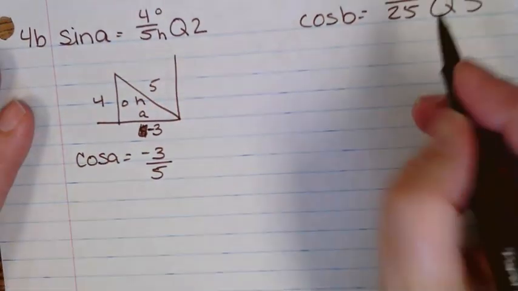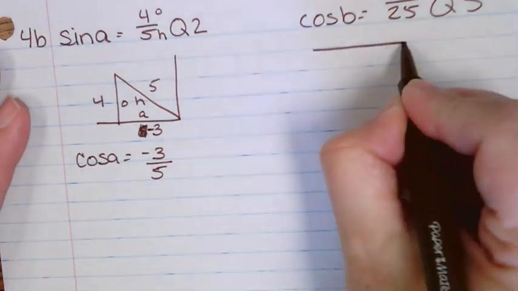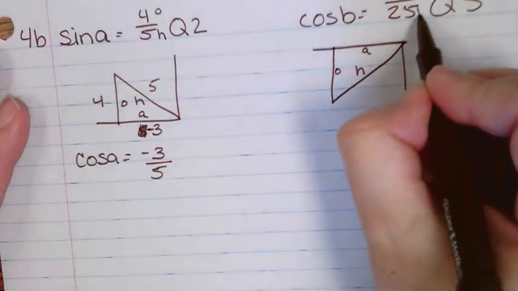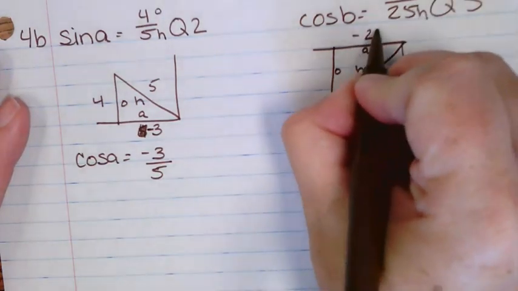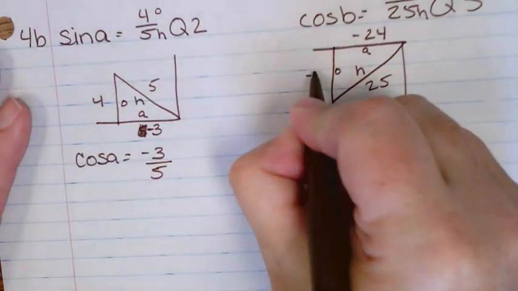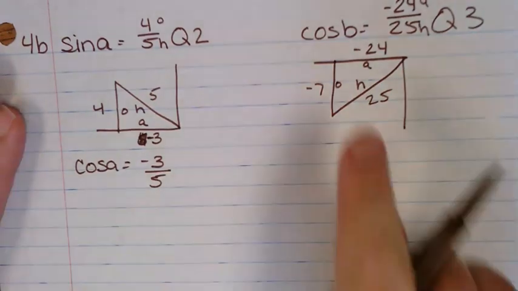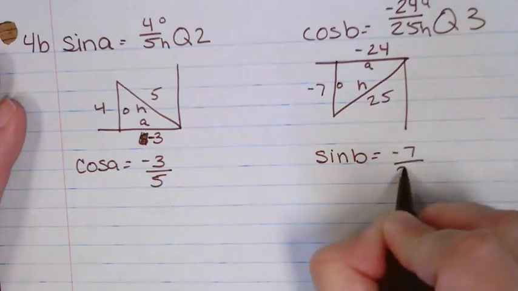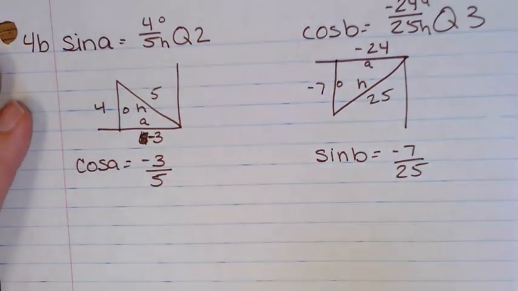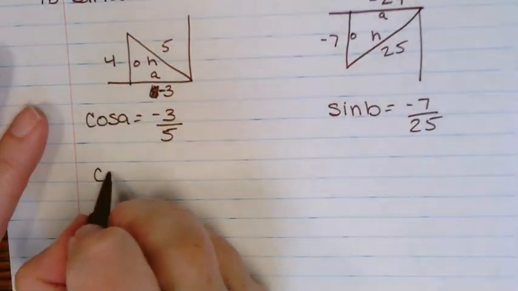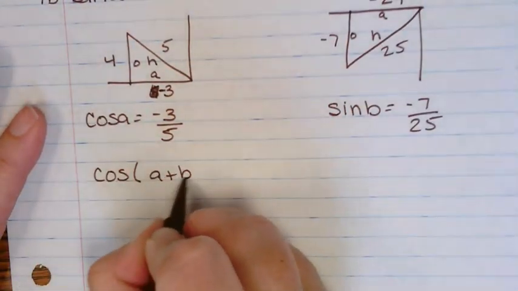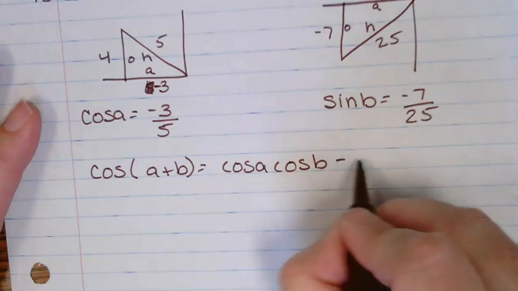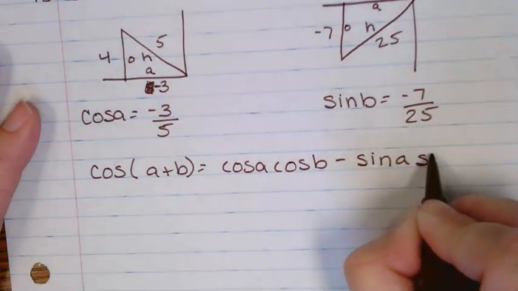Okay, now over here, we're back in quadrant 3. A, O, H. So A and H, so 25, negative 24. If we were to do the Pythagorean theorem, we will get 7, and because it's in quadrant 3, it is a negative. So sine of B would be negative 7 over 25. Now the question here is going to be cosine of A plus B. And that formula is cosine, cosine, sine, sine.